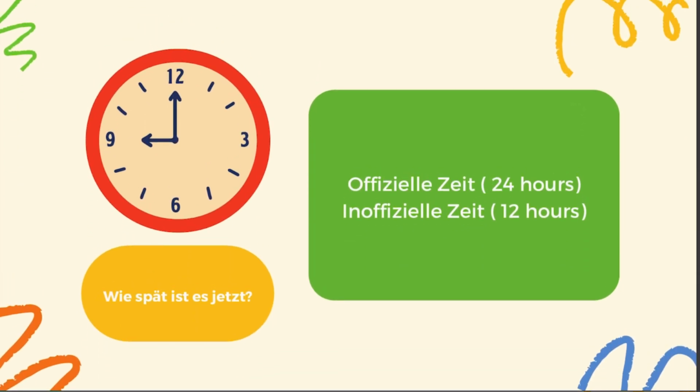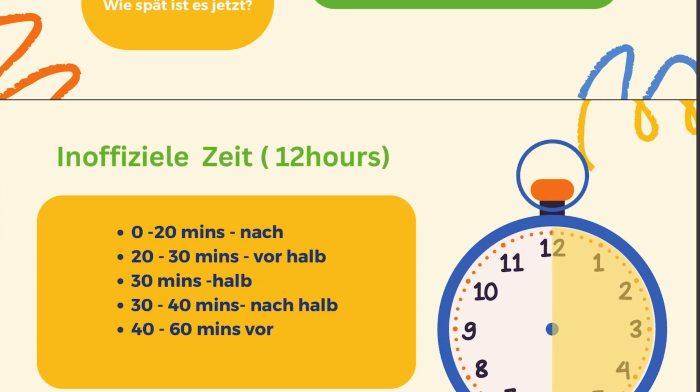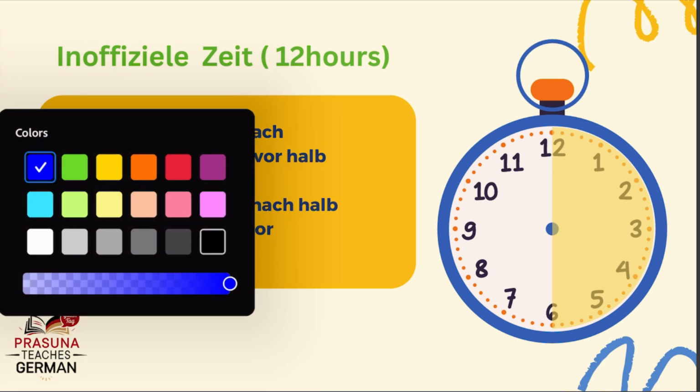As I told, there are two ways to express the time. Official Zeit is the 24-hour pattern. Unofficial Zeit is the 12-hour pattern. Now we will discuss how to express the time in the informal way, Unofficial Zeit.